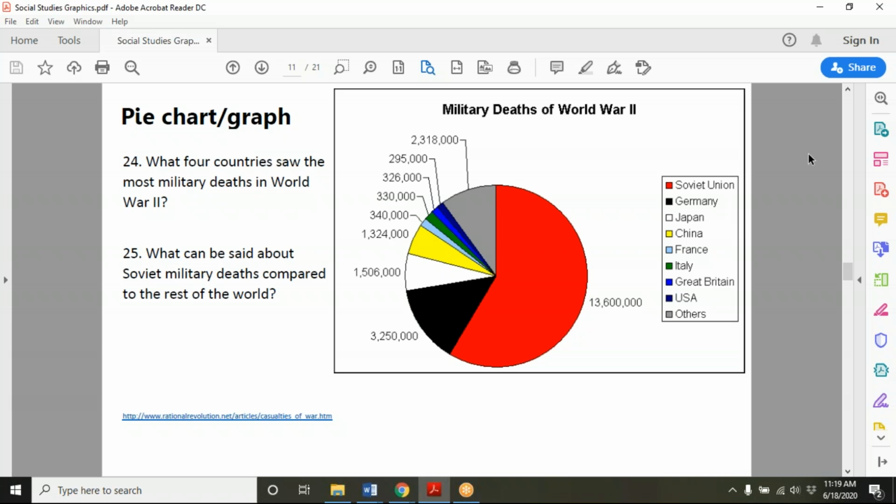It says number 25, what can be said about the Soviet military deaths compared to the rest of the world? That's kind of an easy one, which we already kind of said. How could you summarize Soviet deaths compared to the rest of the world?